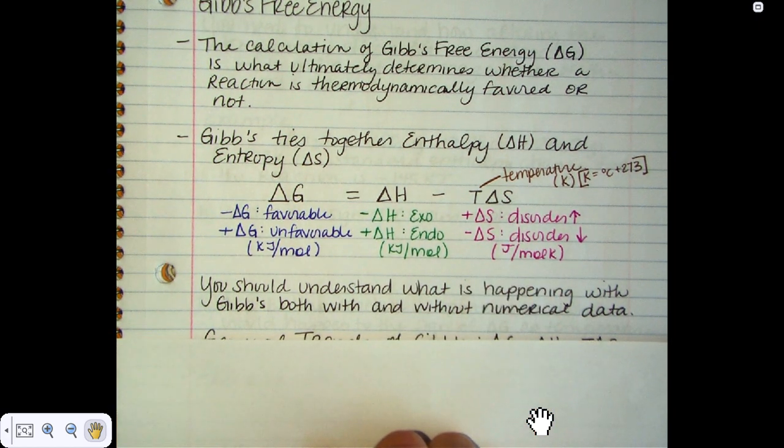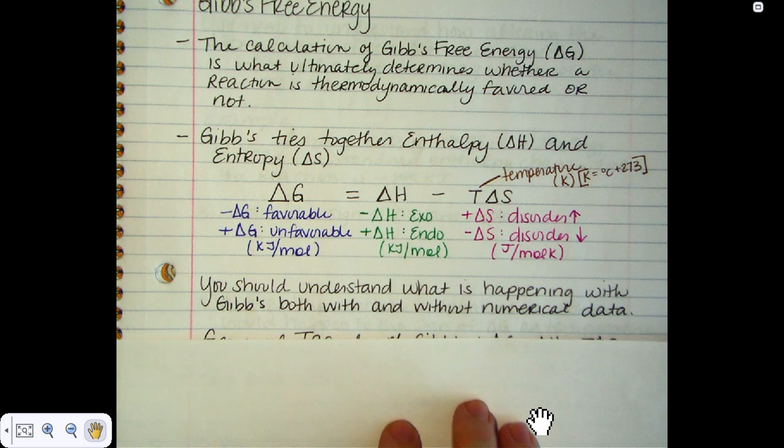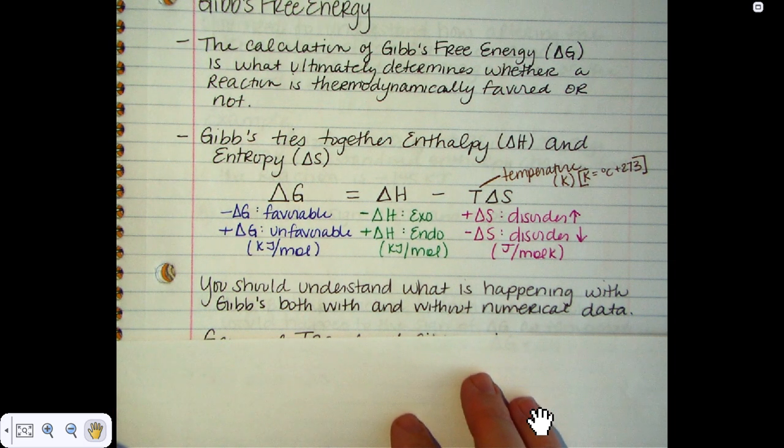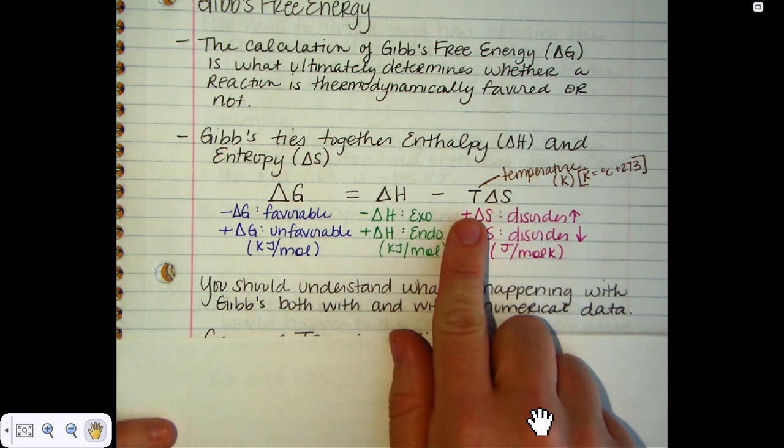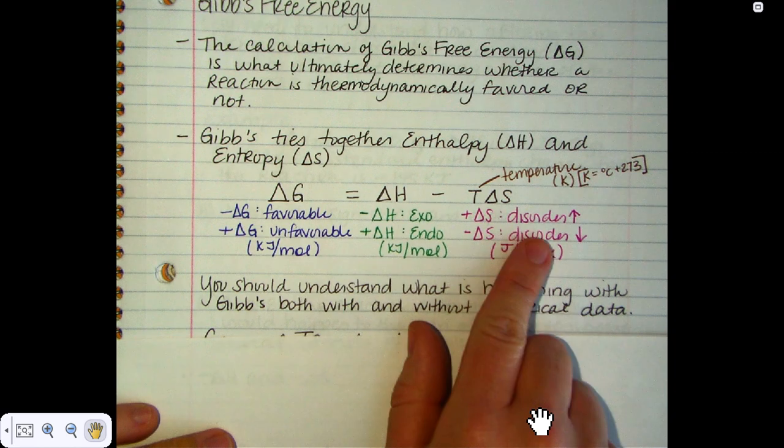So that's the first thing that we're going to look at, is general trends in Gibbs when I don't have numerical data. Now, before we get into this, remember that we said prior to this that if I don't have temperature data, the only thing I can do is assume that H and S are opposite.